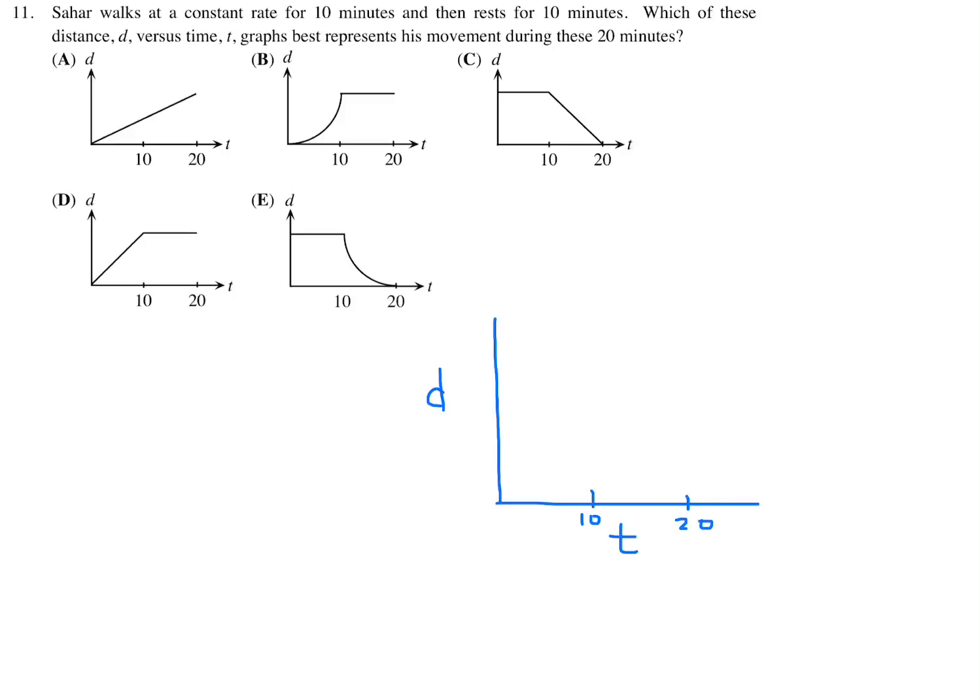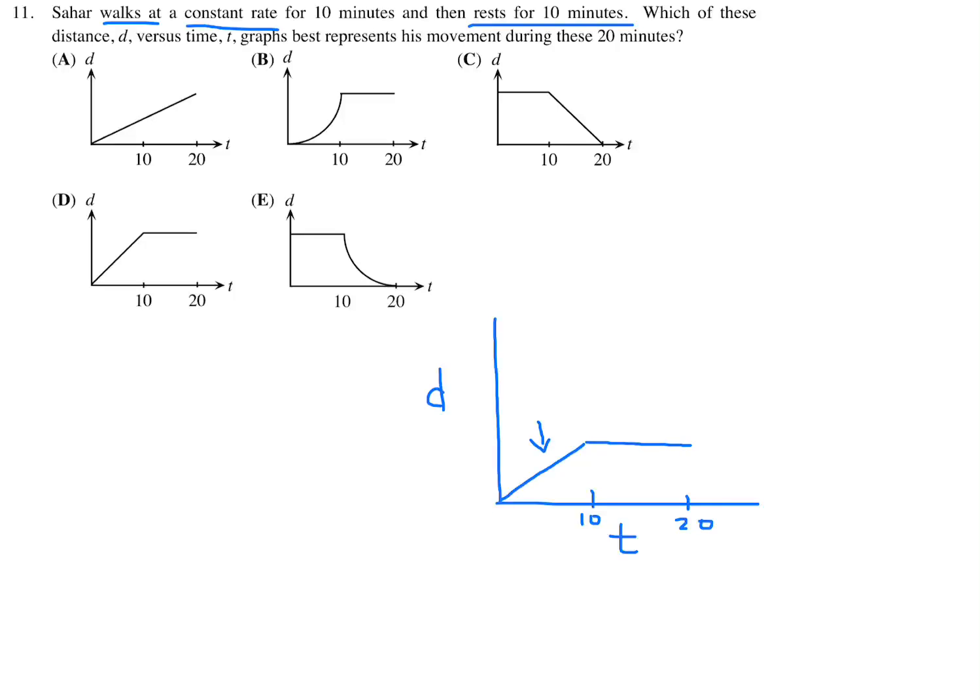Initially, he walks at a constant rate for 10 minutes. So as he's walking, his distance will increase, correct? And it's going to increase at a constant rate. And then he stops and rests for 10 minutes. He's not moving, so his distance will not change. So it will be a flat line like that.